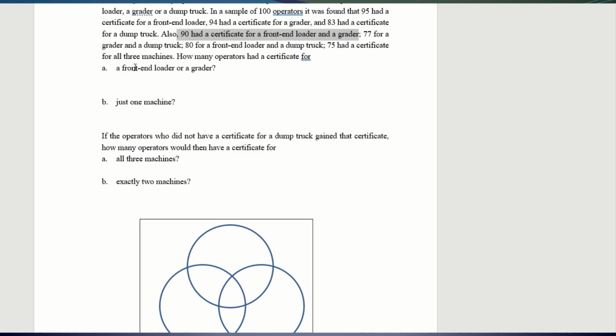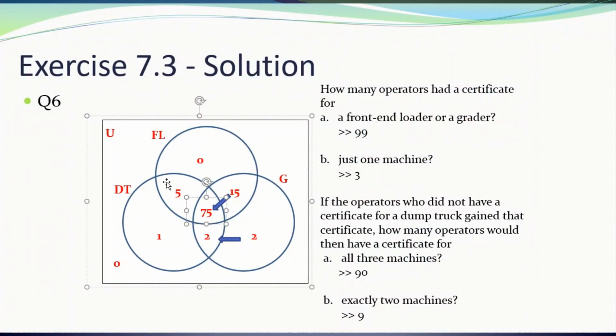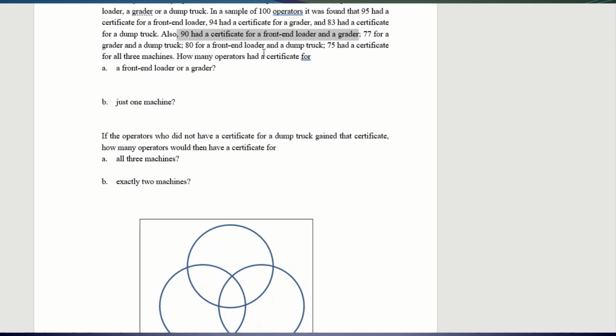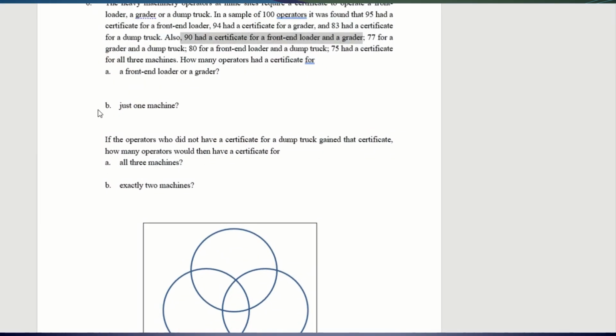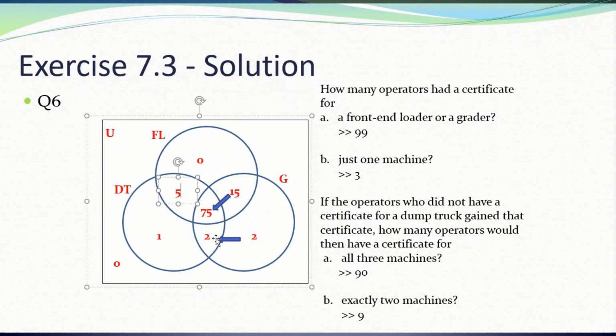80 for a front end loader and a dump truck. So 80 is front loader and dump truck, which is this. So this whole thing must be 80. If this is 75, this will be 5. Okay, 90 was a front end loader and a grader. This should be 15 because this is 75. This will be 15. And then they said 77 for grader and dump truck. Grader and dump truck is 77 here too.